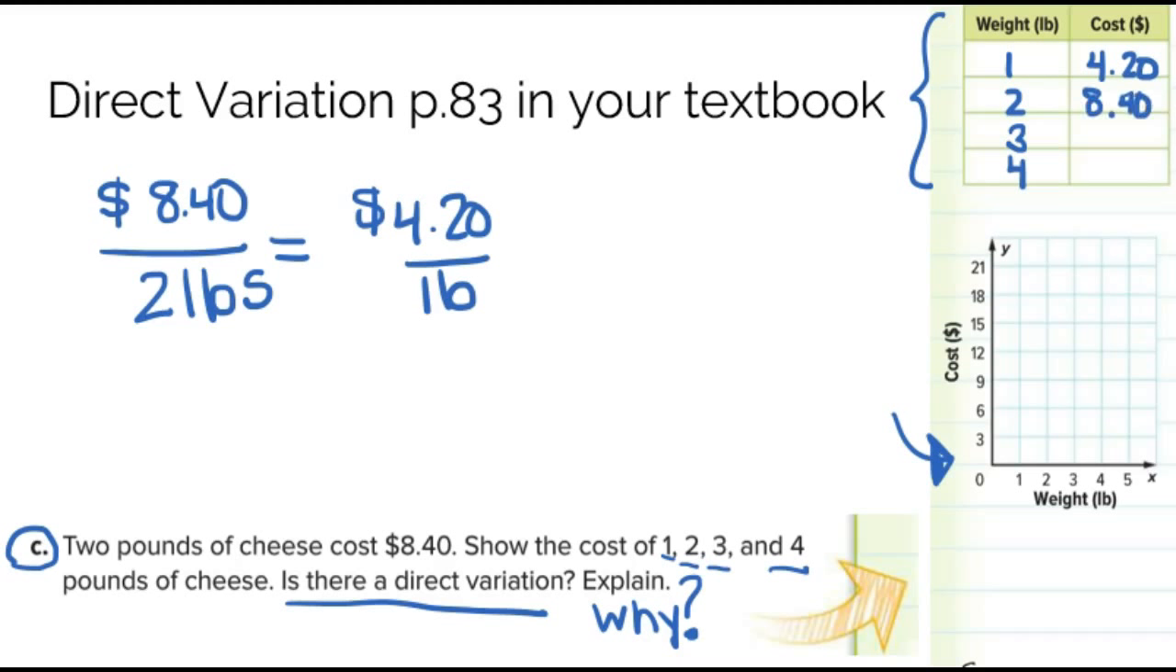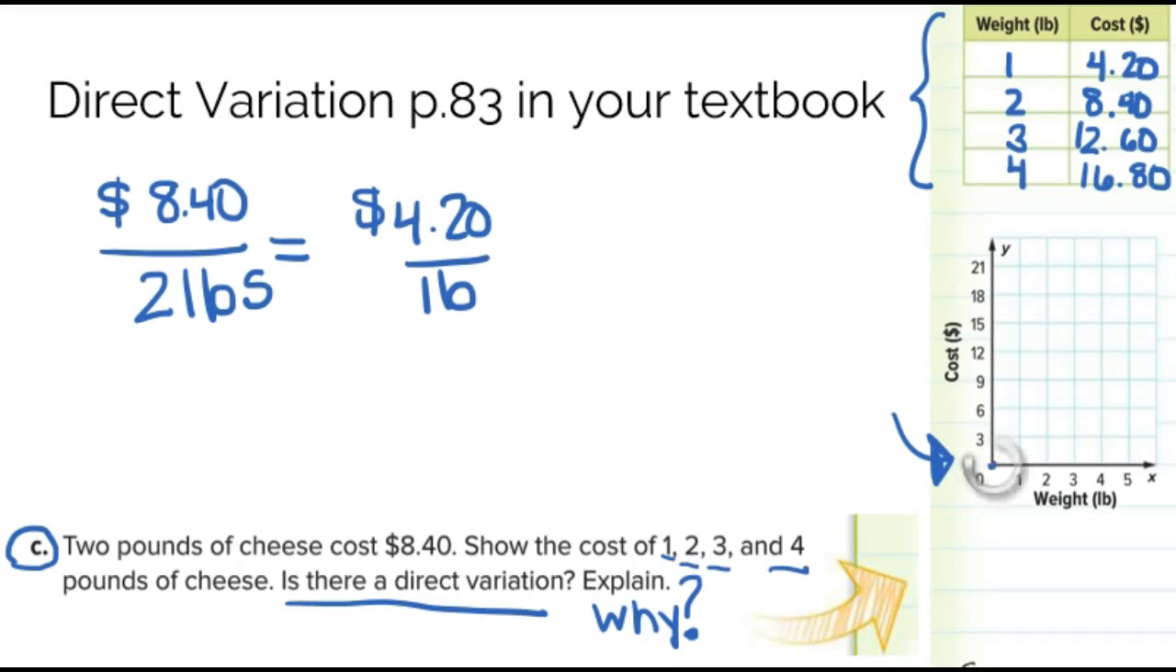$8.40. When I move up to 3 pounds, I can take 3 and multiply it by $4.20, or I can add $4.20 to this $8.40 right here. That will give me $12.60. And again, for 4 pounds, 4 times $4.20 gives me $16.80. So there's our table. Using that table just helped us answer the question of how much 1, 2, 3, and 4 pounds cost. Now for the graph.